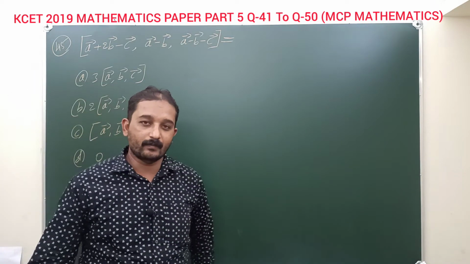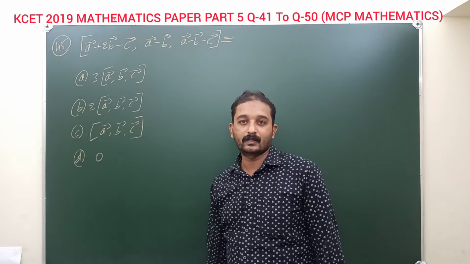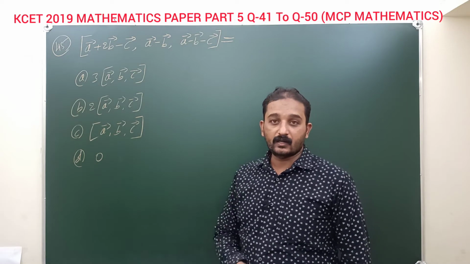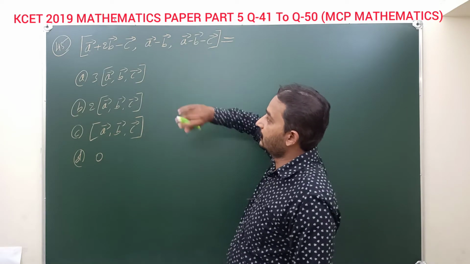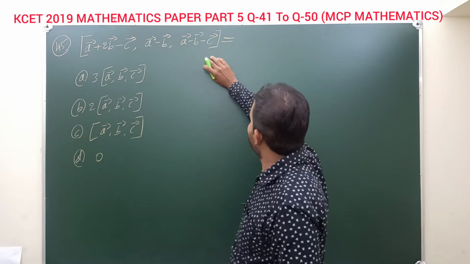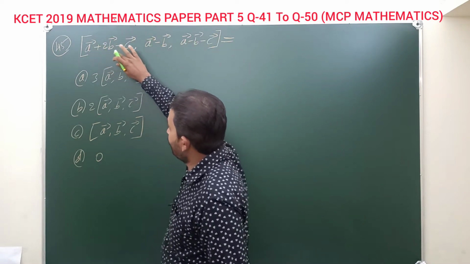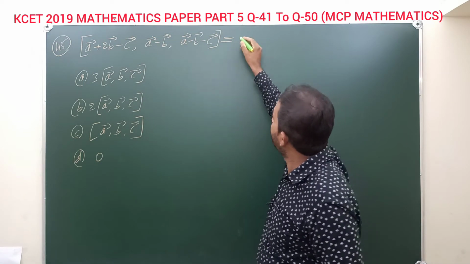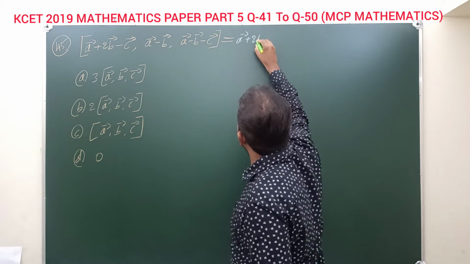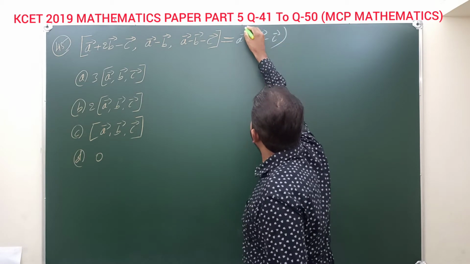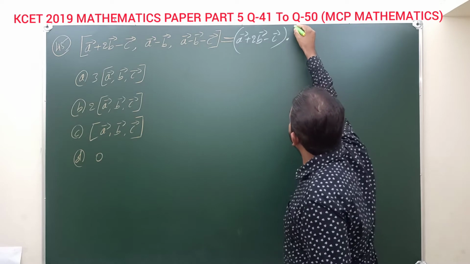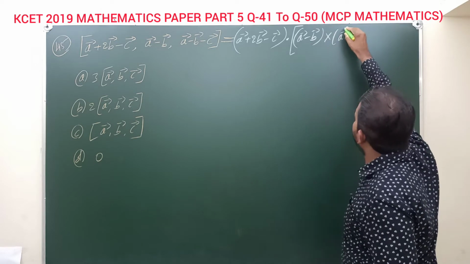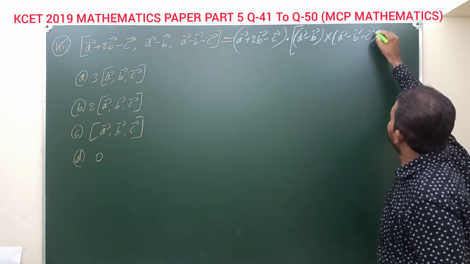Now let us move on to question number 45. Once again this question is based on the chapter vectors, particularly the scalar triple product. So using the properties of the scalar triple product, we have to find the value of this scalar triple product. In this case, this vector is called A, this is B, this is C, A dot B cross C. So in this type we can write A plus 2B minus C dot into A minus B cross A minus B minus C.